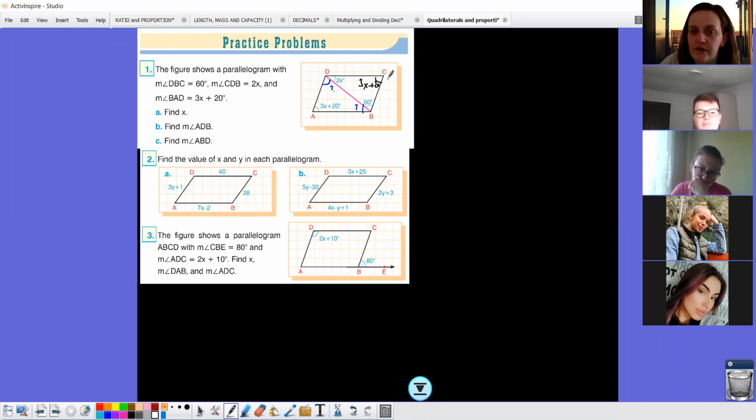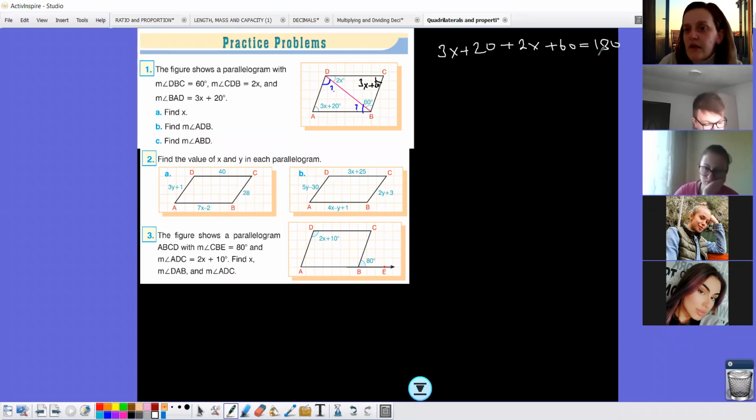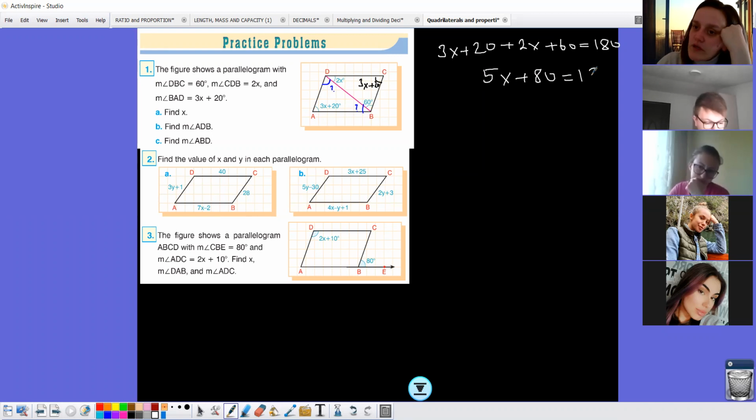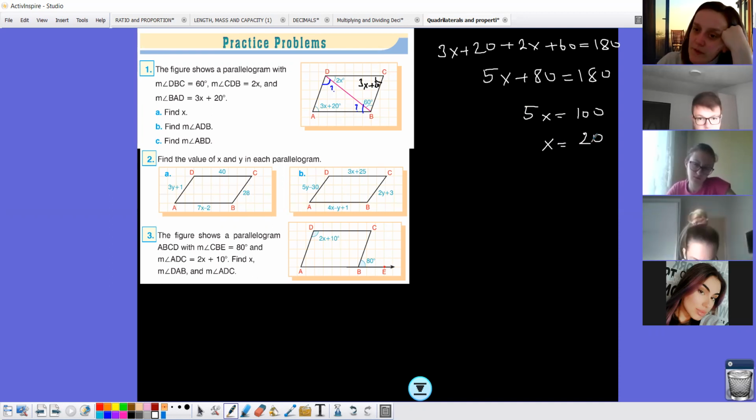Now we have a triangle here. Because of the triangle, I can write 3x plus 20 plus 2x plus 60 is equal to 180. From here, we'll find the x, which is 5x plus 80 is equal to 180. So 5x is equal to 100. Then x will be 20.